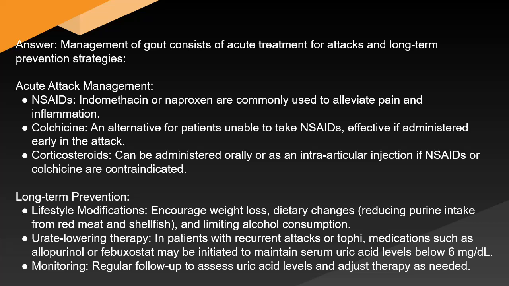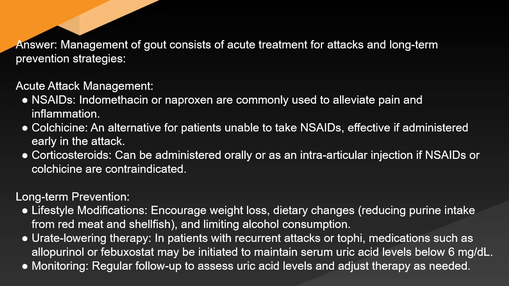Answer: management of gout consists of acute treatment for attacks and long-term prevention strategies. Acute attack management. NSAIDs, indomethacin or naproxen, are commonly used to alleviate pain and inflammation. Colchicine, an alternative for patients unable to take NSAIDs, is effective if administered early in the attack. Corticosteroids can be administered orally or as an intra-articular injection if NSAIDs or colchicine are contraindicated.